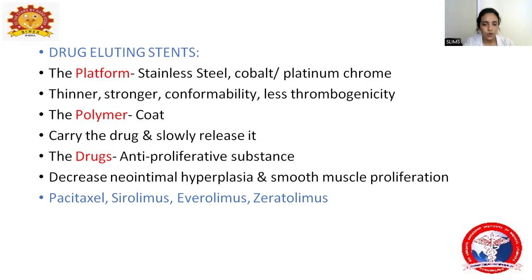The polymer is the coat. This will carry the drug and slowly release it. The drugs are anti-proliferative substances. This will decrease the neointimal hyperplasia and smooth muscle proliferation. Paclitaxel, sirolimus, everolimus, and zotarolimus are the anti-proliferative drugs used in drug-eluting stents.